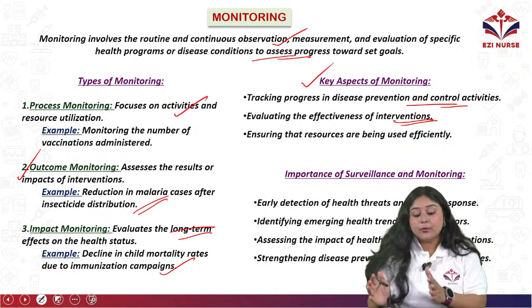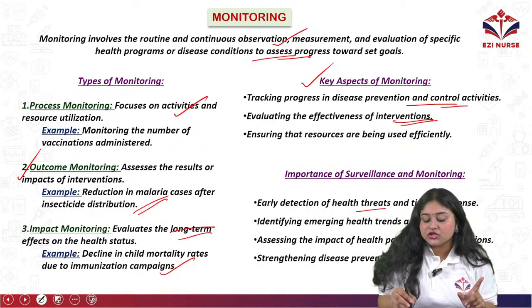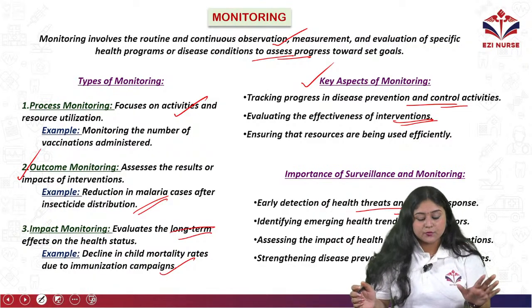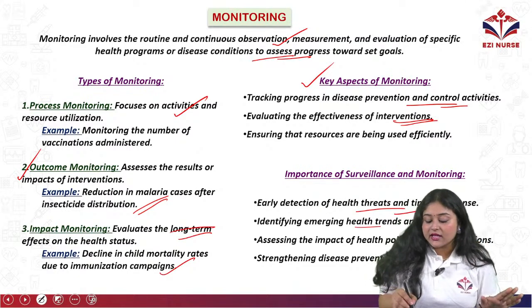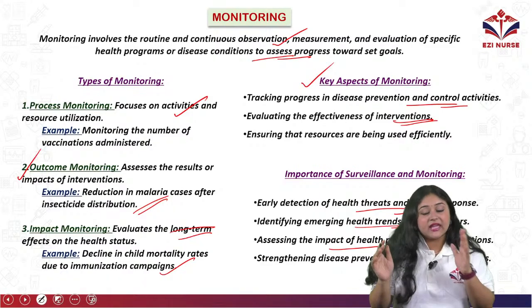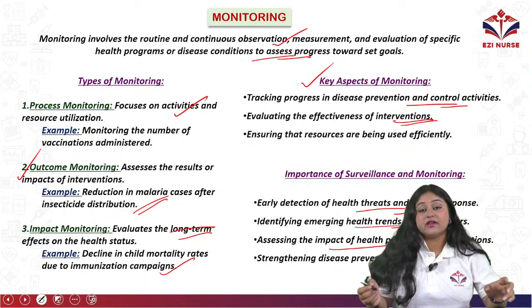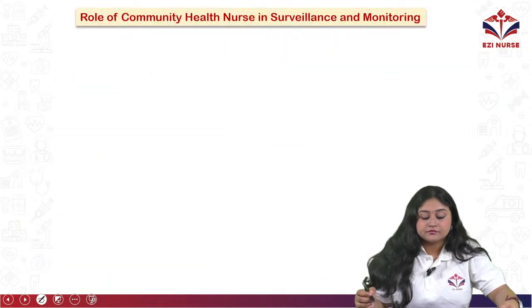Now come to the importance of surveillance and monitoring. What are the importances? First, early detection of the health threats and then timely response. Second one, identifying the emerging health trends and the risk factors. Third one, assessing the impact of the health policy as well as interventions. And fourth one, strengthening the disease prevention and control strategy.